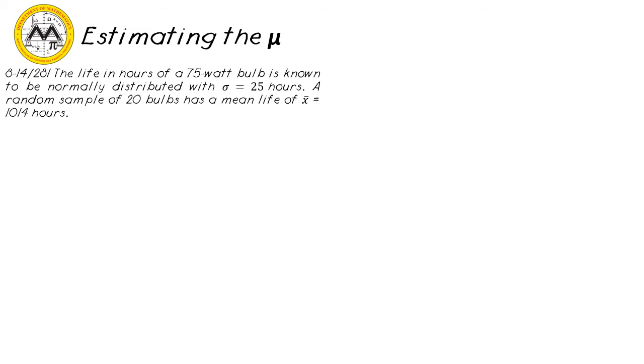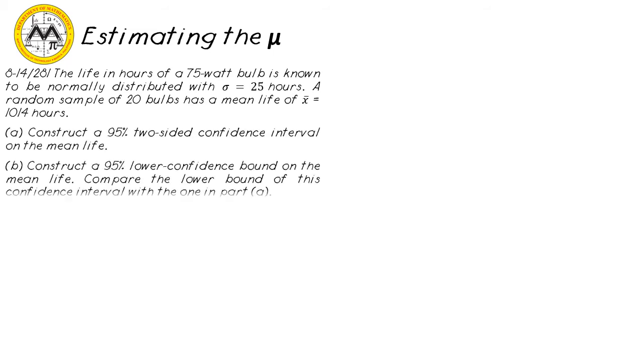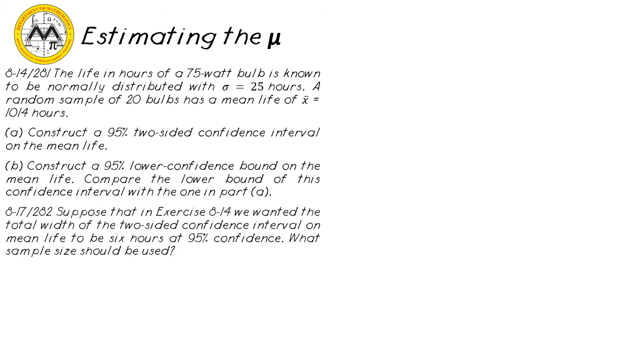The life in hours of a 75-watt bulb is known to be normally distributed with sigma 25, and a random sample of 20 bulbs has a mean life of x bar equal to 1014 hours. A: Construct a 95% two-sided confidence interval on the mean life. B: Construct a 95% lower confidence bound on the mean life. C: Compare the lower bound of this confidence interval with the one in part A.